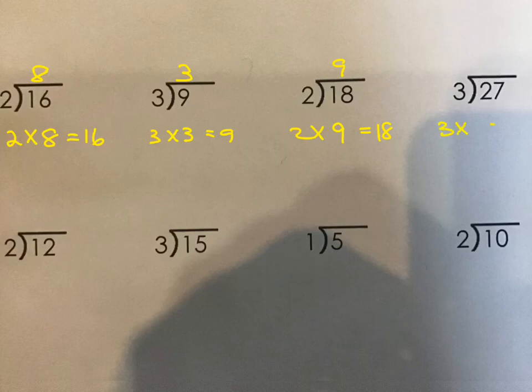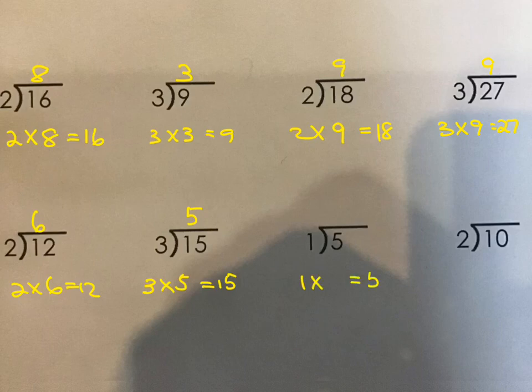3 times what is equal to 27? 3 times 9, you write your 9 at the top. 2 times what is equal to 12? 2 times 6. The part I'm writing at the bottom, you're going to do in your head. I'm just showing you now how you're doing it in your head. 3 times what is equal to 15? 3 times 5. When you find the answer in your head, you put it there on top of the box. 1 times what is equal to 5? 1 times 5 is equal to 5. 2 times what is equal to 10? 2 times 5.